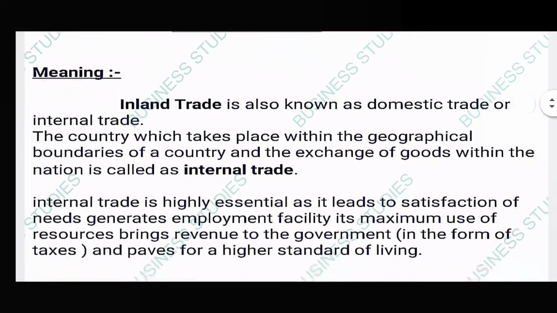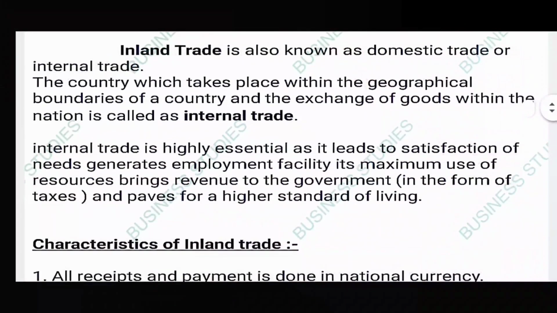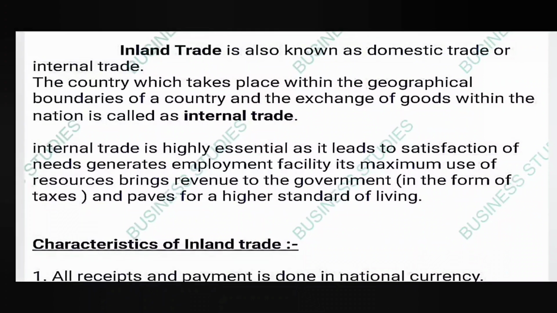Internal trade is said to be highly essential as it leads to satisfaction of needs, generates employment facility, makes maximum use of resources, brings revenue to the government in the form of taxes, and also paves the way for a higher standard of living for the people living in the society.